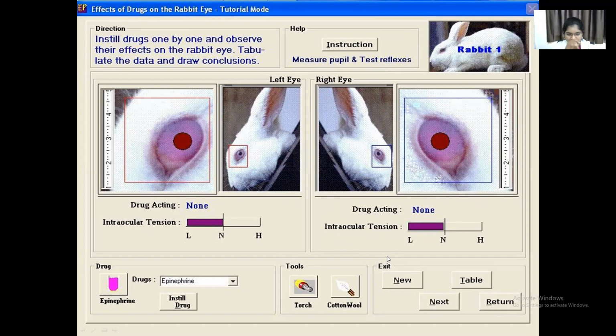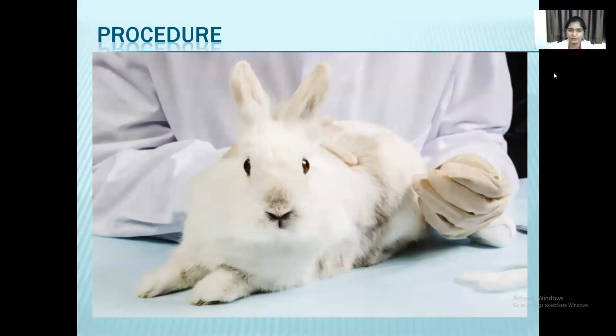Then after checking all parameters, you should write them in tabulated form. Okay, this is about computer assisted learning, how to do the rabbit eye experiment. And then we'll go into the next slide. Procedure.